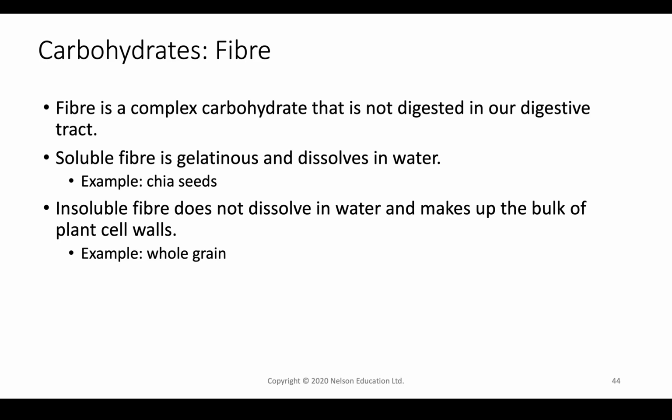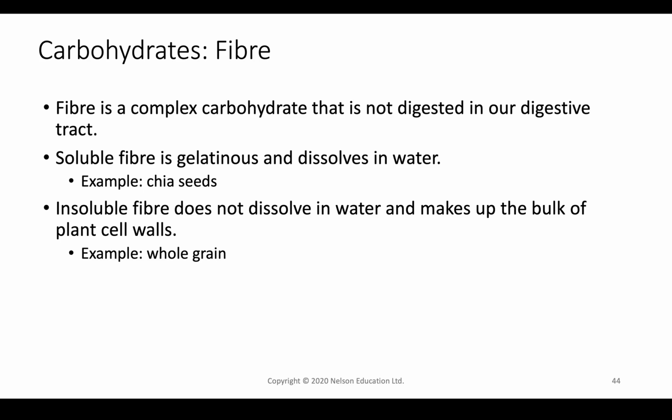All right, so fiber is something that we also have to talk about when we're talking about carbohydrates, because it's a complex carbohydrate. But unlike the previous carbohydrates that we just talked about, we're unable to digest it in the digestive tract. So it's just going to pass right through. All right, and we have two different types of fiber. We have fiber that is soluble, and that means that it's able to become dissolved in water. It's a little bit more gelatinous.